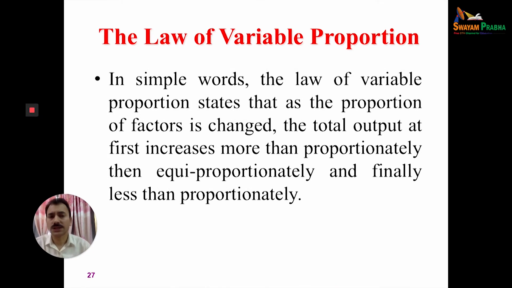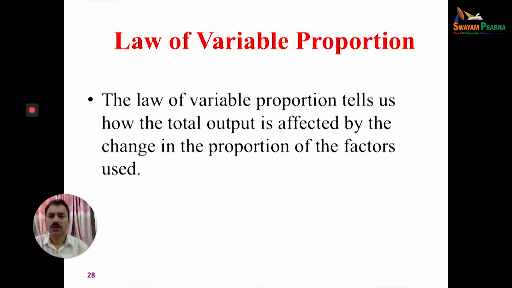Simply put, as the proportion of factors is changed, the total output first increases more than proportionately. The proportion in which we change the variable factors, the output will increase more than that proportion, then equiproportionately, and finally less than proportionately. The proportion at which we increase units of labor or the variable factor, output will not increase at the same proportion.